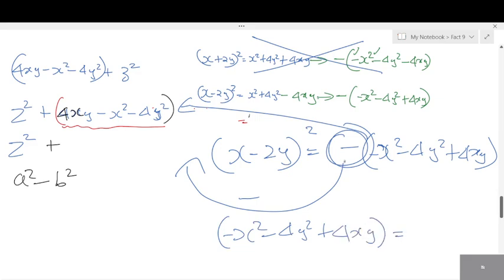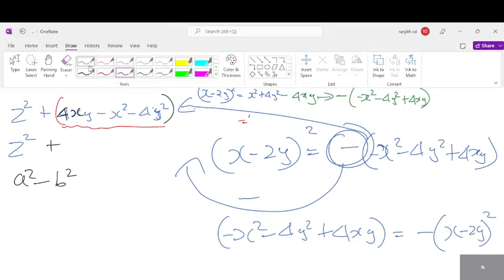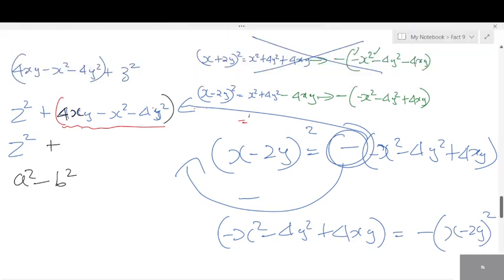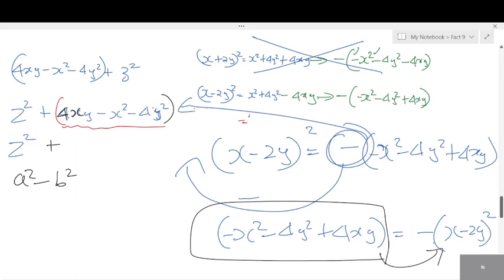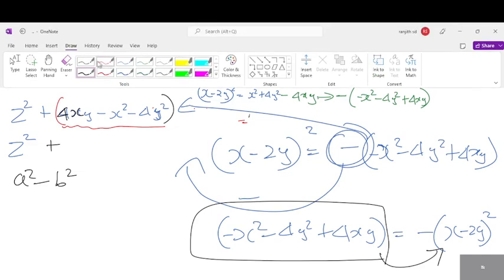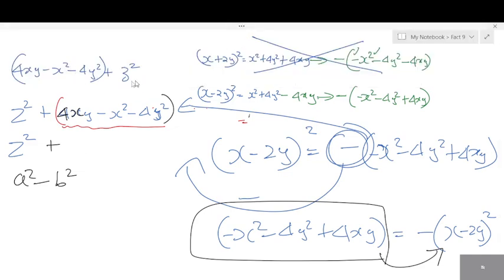What do you get? What's the value? Minus x minus 2y the whole square. So what do you replace this value with, students? This entire value should be replaced with which one? By which one we need to replace? Minus x minus 2y the whole square. Look here. In place of that, let me write minus x minus 2y the whole square.